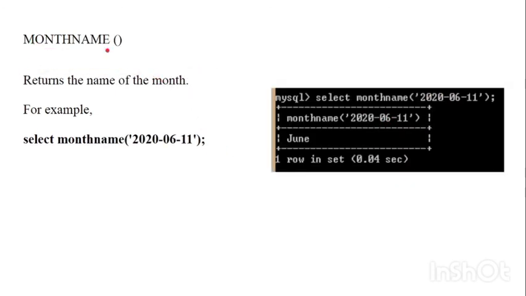Next is the month name function. This month name function returns the name of the month. So the syntax is select month name in parenthesis the argument is the date. So from the date the month name function extracts the corresponding name of the month. It returns the name corresponding to the month. So from the date we can see the month is 6. So it returns the name of the month as June.